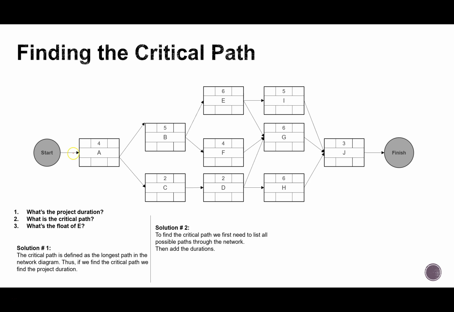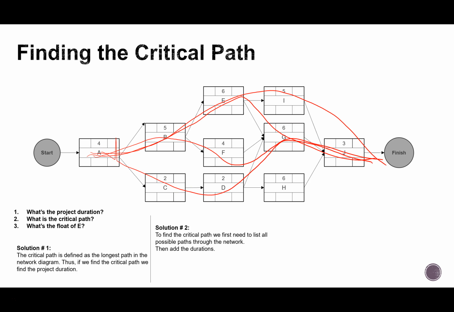The first path I see is ABEIJ. Second one is ABEGJ. The third one is ABFGJ. The fourth one is ACDGJ. And the fifth one is ACDHJ. You see I'm going from left to right, top to bottom.